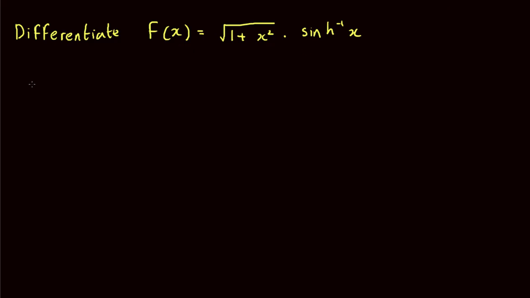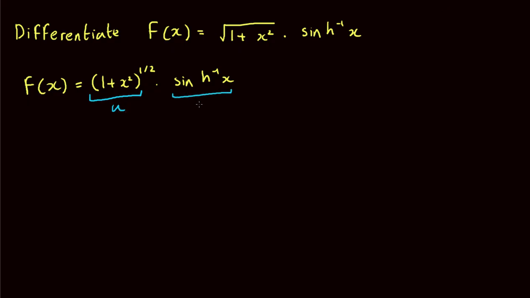Okay, so assuming that you guys already paused this video and tried out this problem, let's solve it together. We have f(x) in the form of the square root of 1 plus x squared, and sine hyperbolic inverse of x. What we can do is write this root in the form of 1 plus x squared to the power of half. This is similar to the previous problem. You have to use the product rule, two functions, u and v.